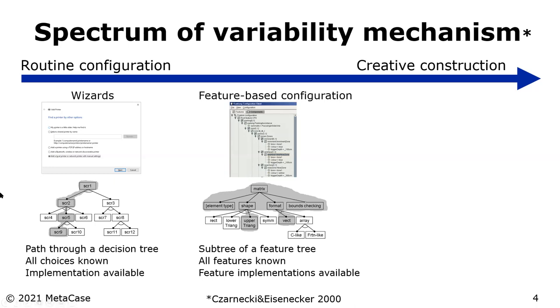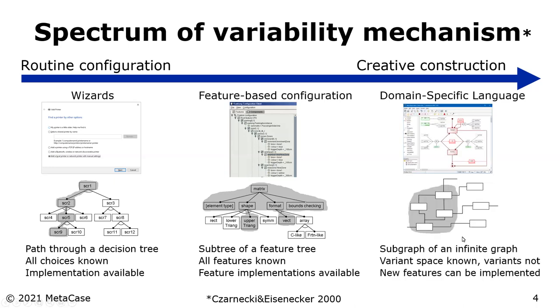And then they say that the most creative construction, or let's say a more creative construction, is where we are using a domain-specific language. And the language is something that they say to be a subgraph of an infinite graph, which means that we have a language and we can use the language to express all different ways of variations. But it also means that just like in the English language, not necessarily all the wordings are yet sane, because I can create new sentences based on the grammar and instantiate it here.